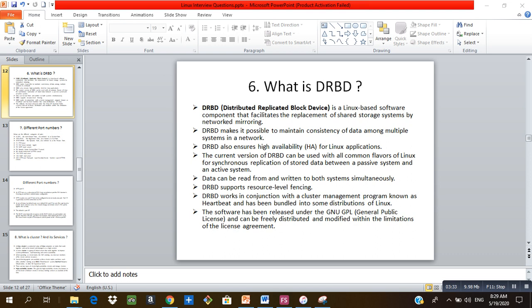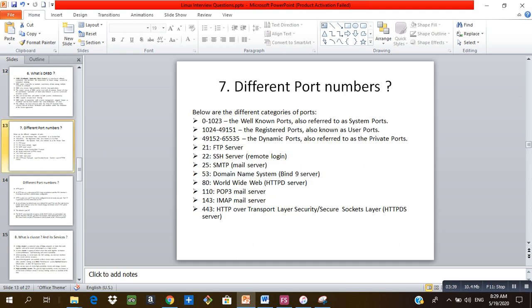So quickly we'll come to the next question, which is the most important question, and you will be asked this question in each and every interview, that is for sure, because knowing the port numbers is the most important thing. Because if you know the services and the port numbers, then it becomes very easy to configure the services. So below are the different categories of ports.